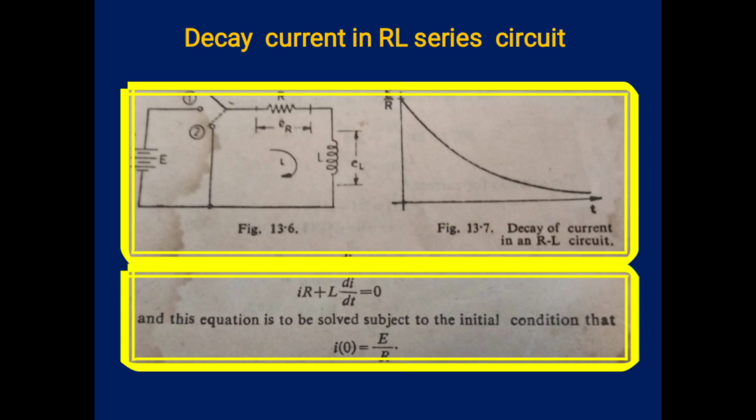The same circuit, now we are not applying any source. So the switch is moved from position 1 to position 2. When it moves to position 2, the circuit is closed, but we are not applying any force, so the voltage is 0. So KVL, Kirchhoff's voltage law, is given by iR plus L di by dt equal to 0. The initial condition, I of 0, will be equal to E by R.